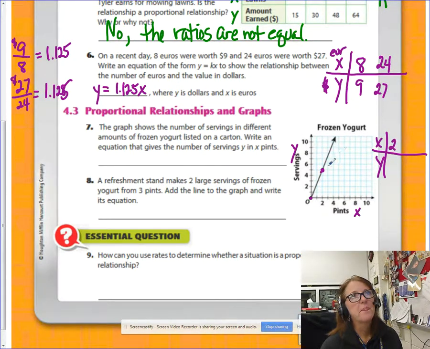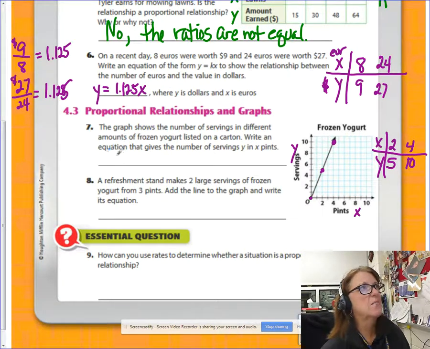I think this spot hits exactly. 2 pints is the same as 5 servings. Then I keep going. That looks a little low. I think this looks like the next spot. 4 pints gives you 10 servings. All right. Now, here's the deal. In order for me to write the equation, I have to figure out what this K number is. It's Y equals some number times X.